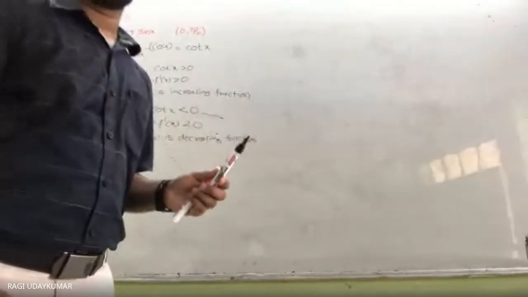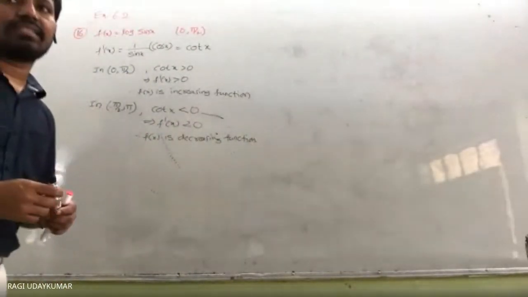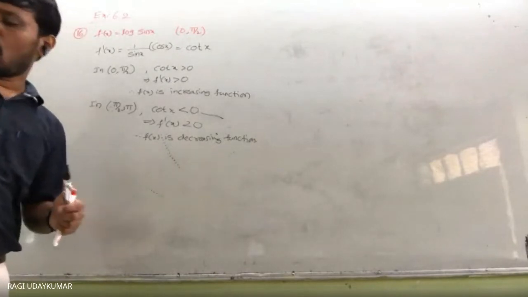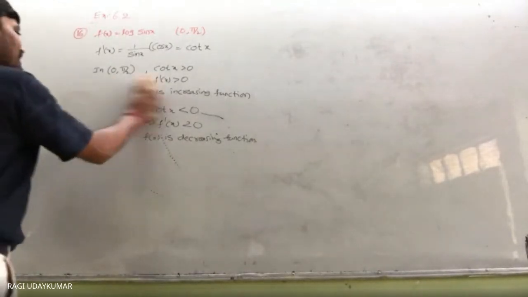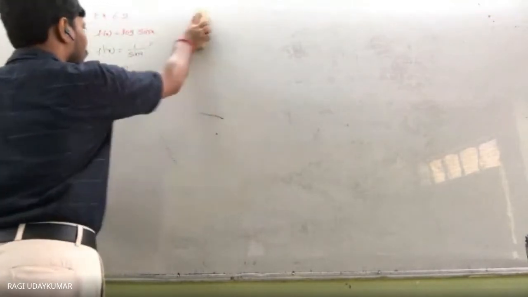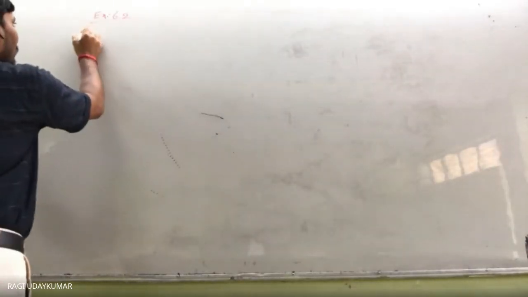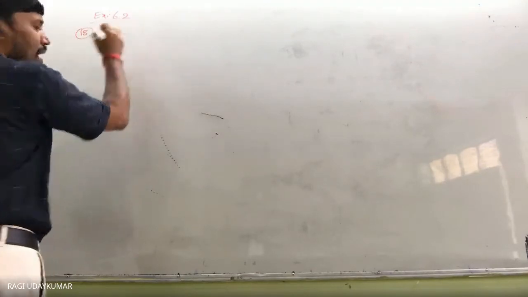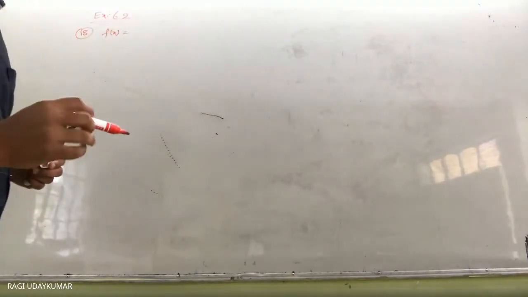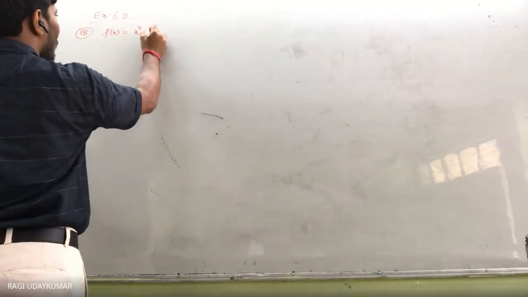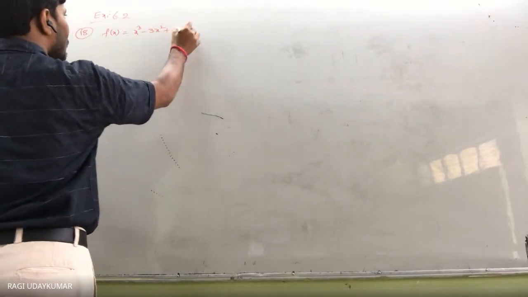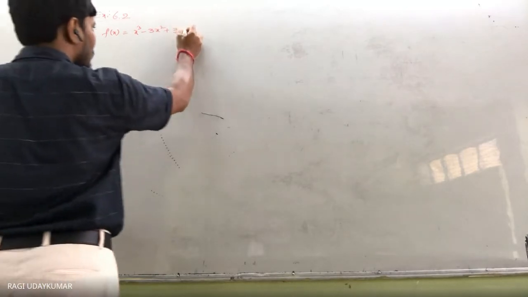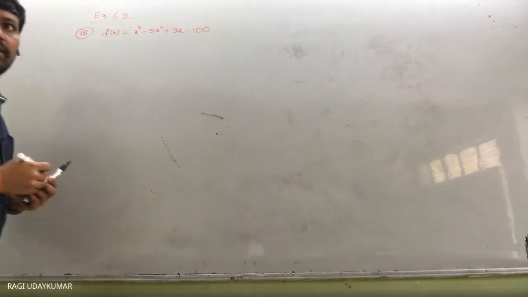And coming to the 18th one, prove that the function given by f of x is increasing in the interval R. So we have to prove it is always increasing. Very simple question here. So how do you say that it is always increasing? It is given to you that f of x is equal to x cube minus 3x square plus 3x minus 100.